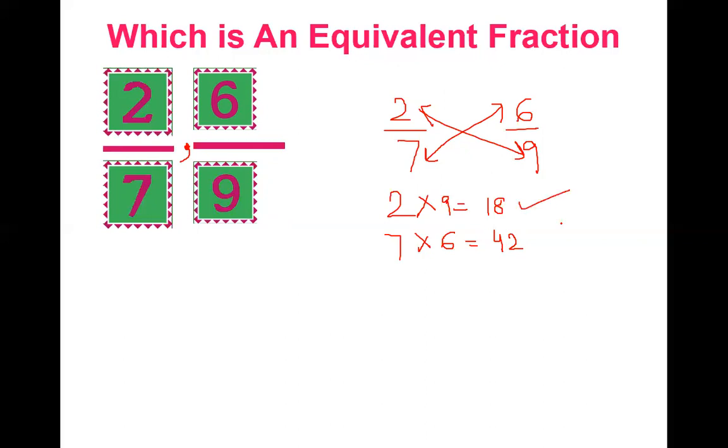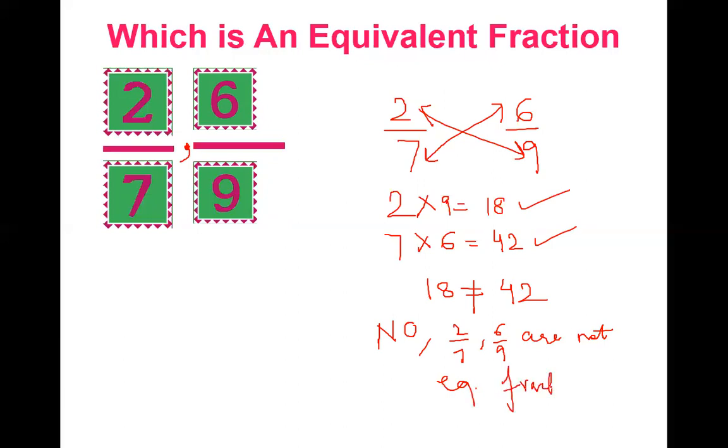So here we can see that the numbers are not coming out the same. 18 is not equal to 42. It is not equal, so we write no. 2 by 7 and 6 by 9 are not equivalent fractions. Okay. In this way you have to find the solution. Right? Thank you.